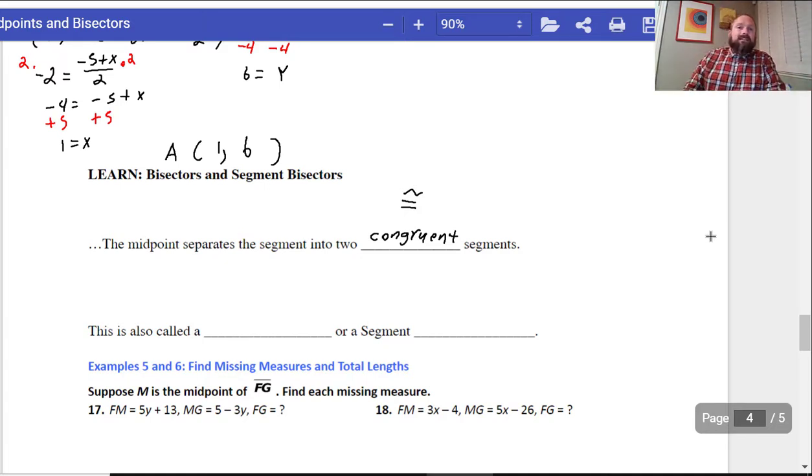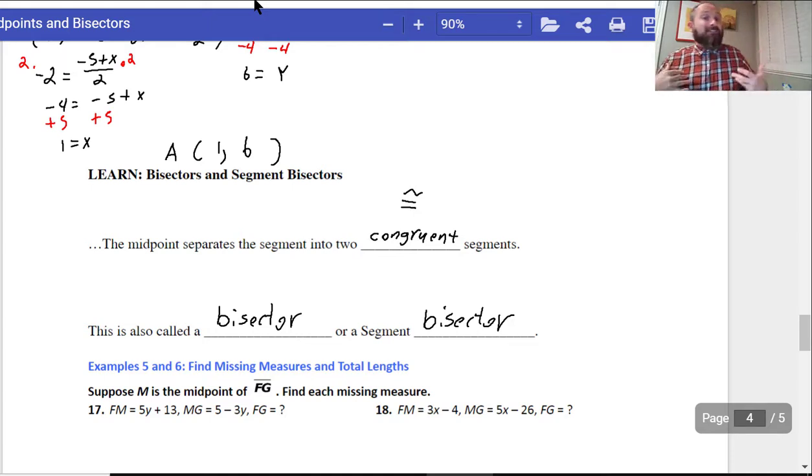So this is also called a bisector, or a segment bisector. Now, we'll also see this later when we bisect angles. Like if we have a 90-degree angle and we bisect that, well, that'd be 45 and 45, but we're not getting there yet. All right, let's go to example 5 and 6.